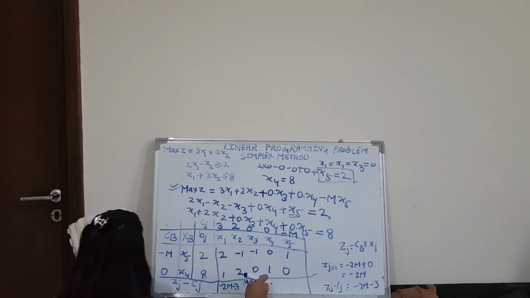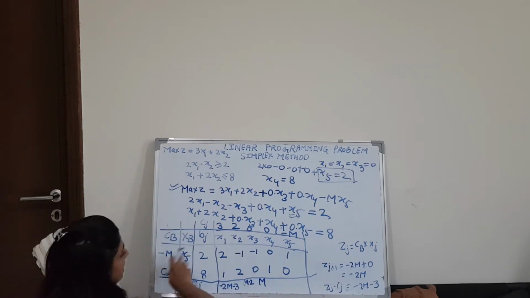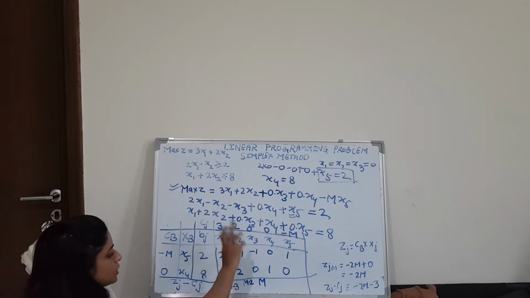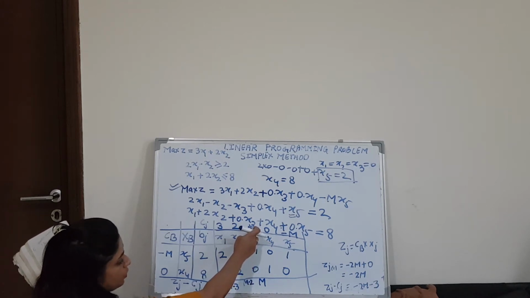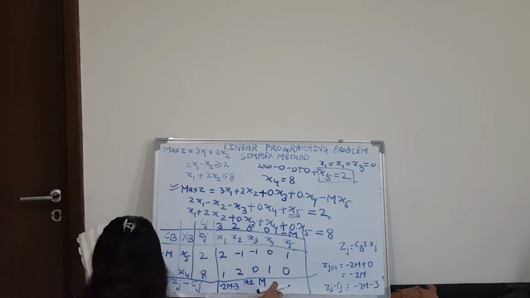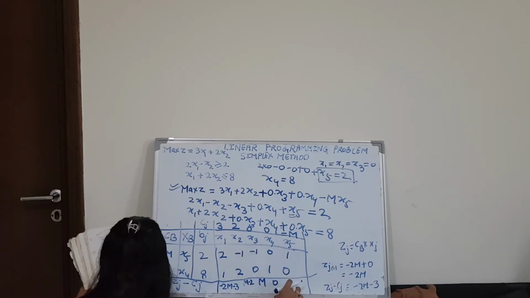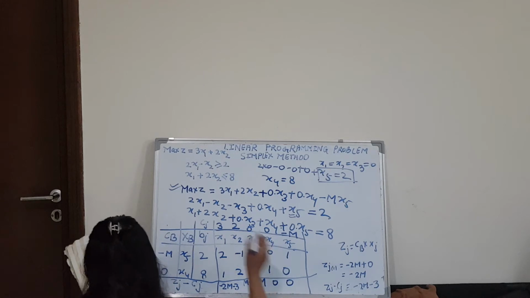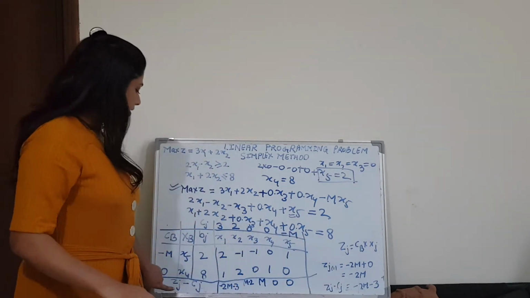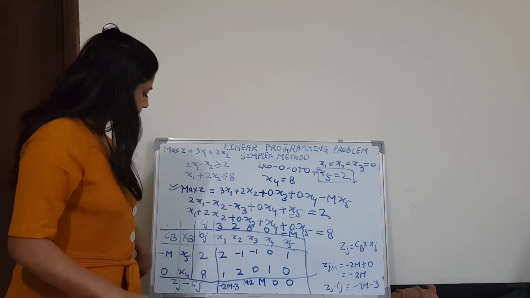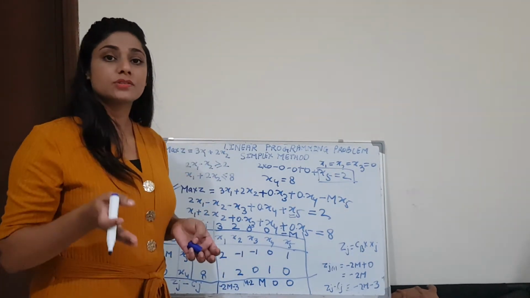For the third column, Zj minus Cj will be m. We can see here minus m and minus 1 is plus m, plus 0 into 0, and minus Cj. Cj is 0, so plus m. For the fourth column it is 0. For the last column it is 0. So we have all the Zj minus Cj values, and next we calculate the entering vector.